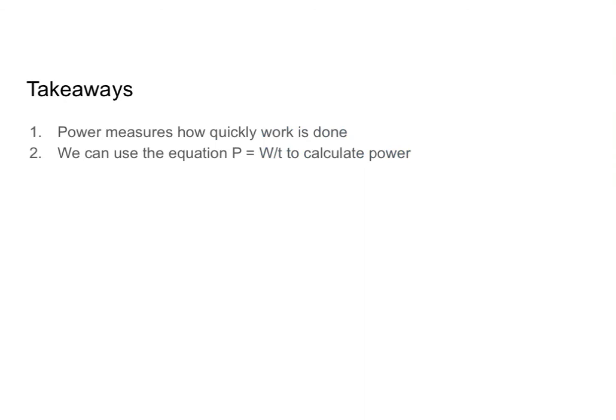So, takeaways. First, power measures how quickly work is done. And we can use the equation power is equal to work over time to calculate our power. Sometimes we'll be expanding out work using work equals force times displacement. Sometimes we'll use work is equal to our change in energy to figure out what our work is. And finally, sometimes we'll use work equals area under force versus displacement graph to find our work.